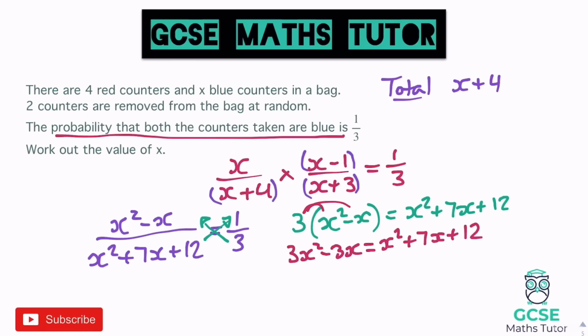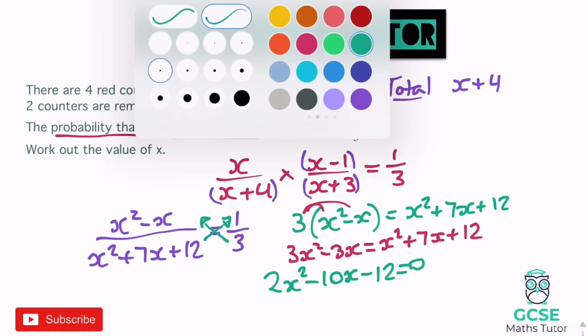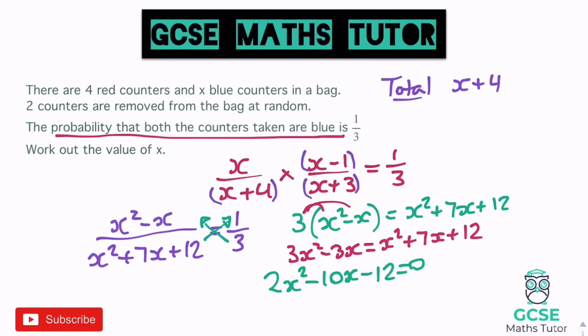I'm going to subtract x squared, which would leave us with 2x squared when we take x squared from both sides. I'm going to take away 7x from both sides, which would leave us with negative 10x over here. And I'm going to take away 12 from both sides. We haven't got a number on the left, so it's just going to be take away 12 there. And now it equals 0. Now we can actually go about solving this, so we can either factorise or use the quadratic formula. This one I think does actually factorise, but we can simplify it first. We can divide everything by 2.